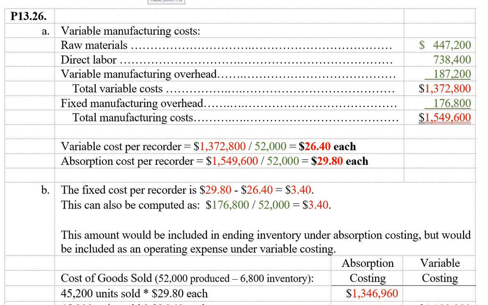Here we are, last video for chapter 13. We've got some reinforcement here of what absorption costing is. And so what they're going to do is distinguish between variable and fixed as far as coming up with a per unit cost.